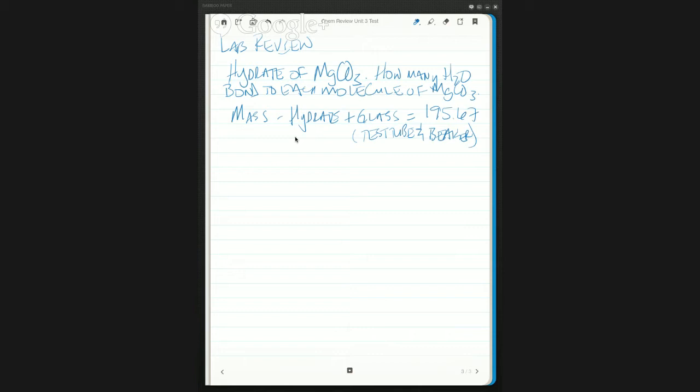And so the hydrate means that it is before heating it. It's got the water in it. That's what that means, okay? And then the mass of the anhydrate plus the glass, so this is after heating, okay, is equal to 187.58. And these are both in grams, okay?